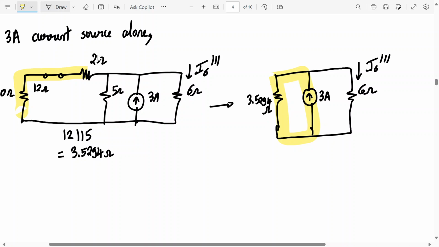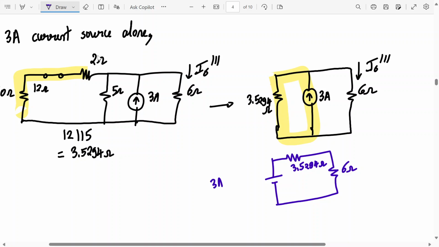Convert this into a voltage source with a series resistance. So this is 6 ohm, this is 3.5294. How much is the value over here? The voltage source is 3 into 3.5294. How much is this? Can you tell me? 3 into 3.5294. It is 10 point... Okay, 10.5882. Correct?